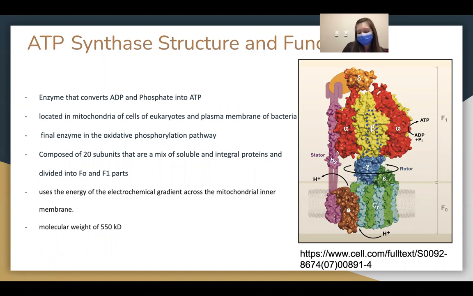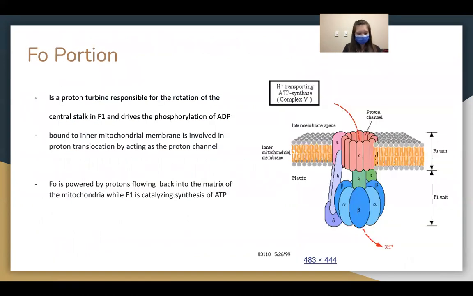Its molecular weight is about 550 kilodaltons. The F0 portion is a proton turbine responsible for the rotation of the central stalk in F1 and drives the phosphorylation of ADP. It's bound in the inner mitochondrial membrane and is involved in proton translocation by acting as a proton channel, as the protons that are in the intermembrane space come back into the matrix.